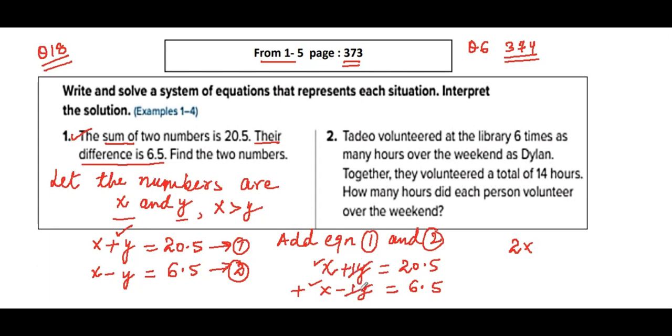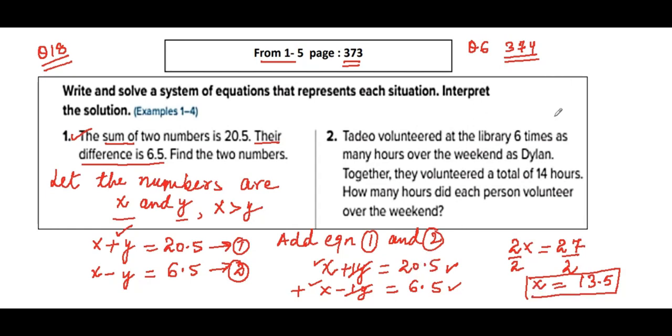1 minus 1 is 0. Now add the right sides: 5 plus 5 is 10, carry 1, 20 plus 6 plus 1 is 27. When you add this and this, 27.0, that means it is 27. Divide by 2, divide by 2, you will get x is equal to 13.5, 13 and a half. So we got the value of x.